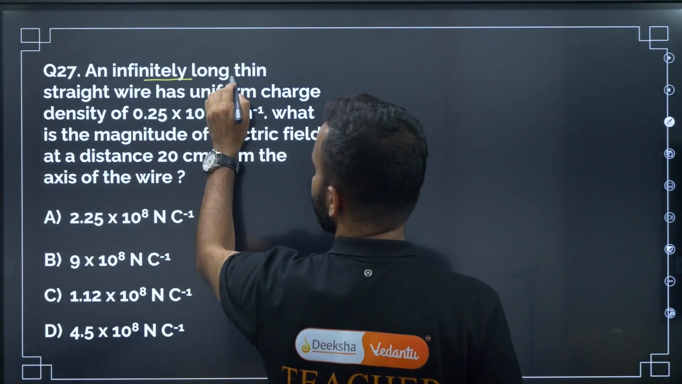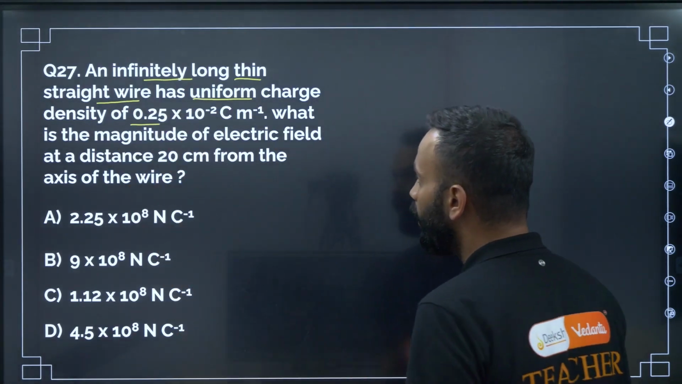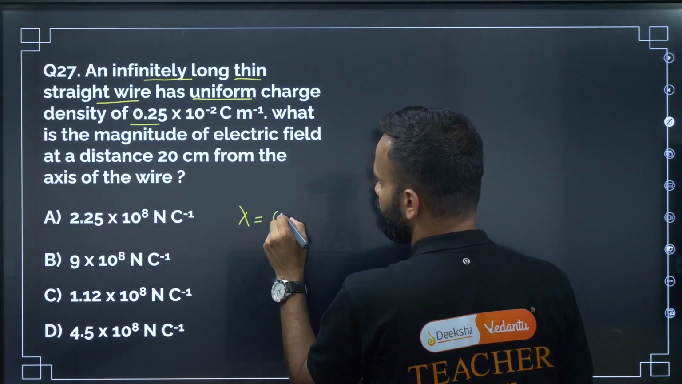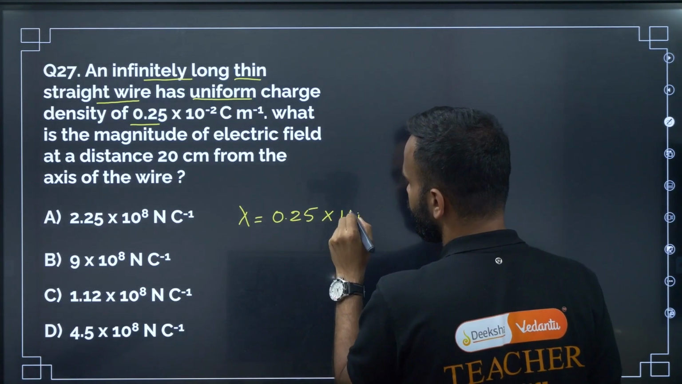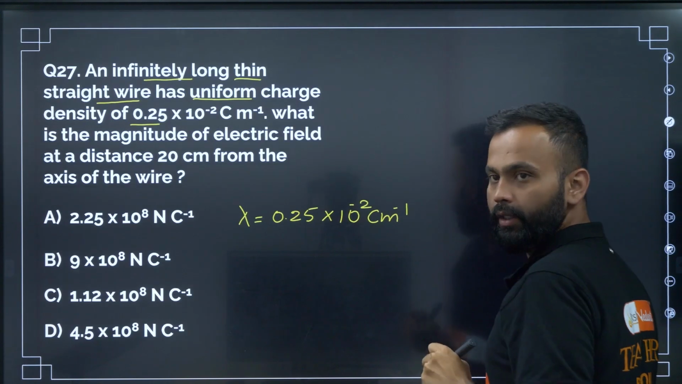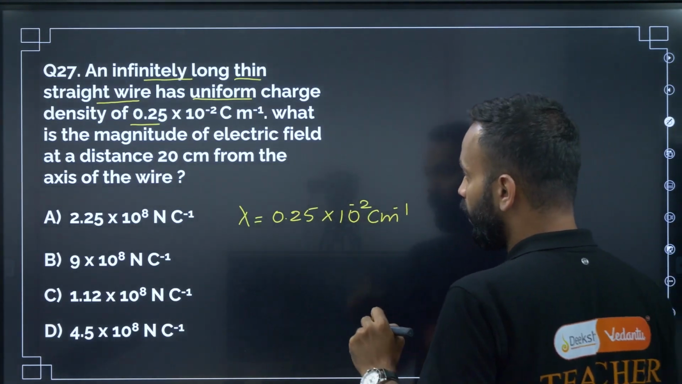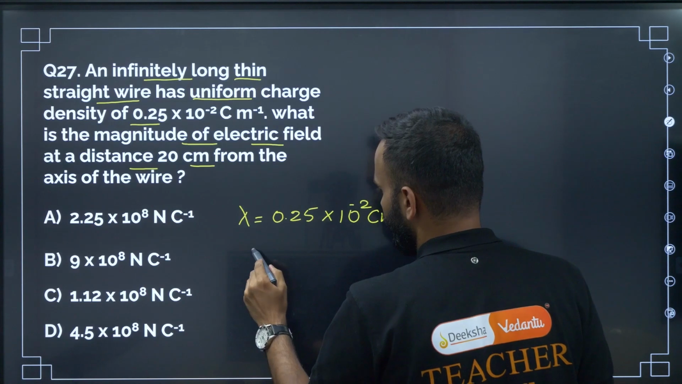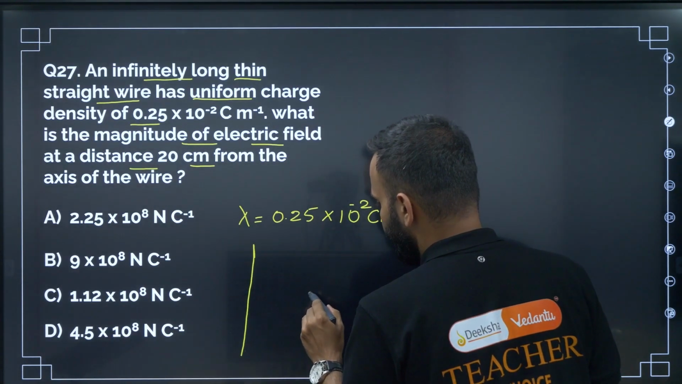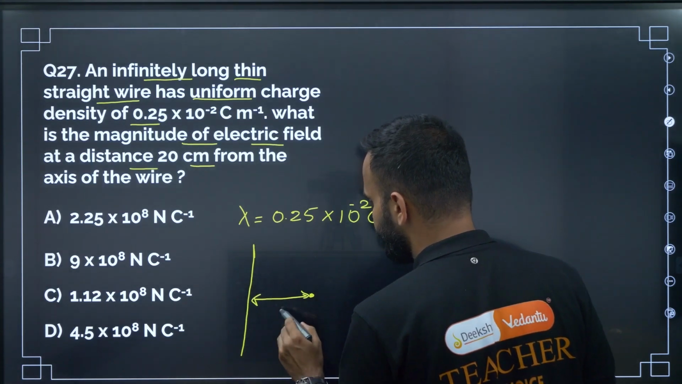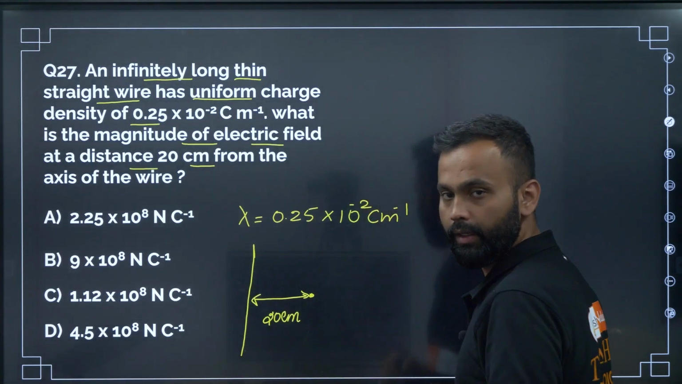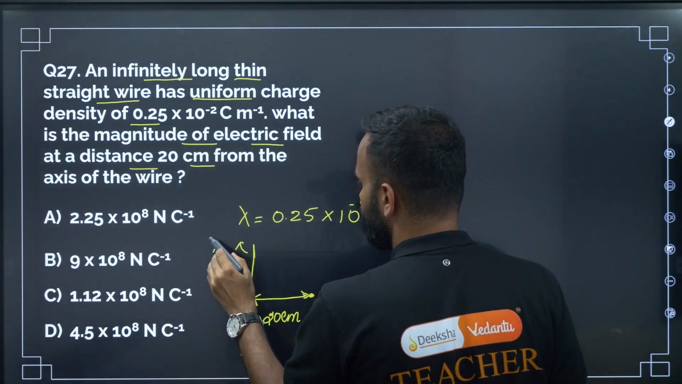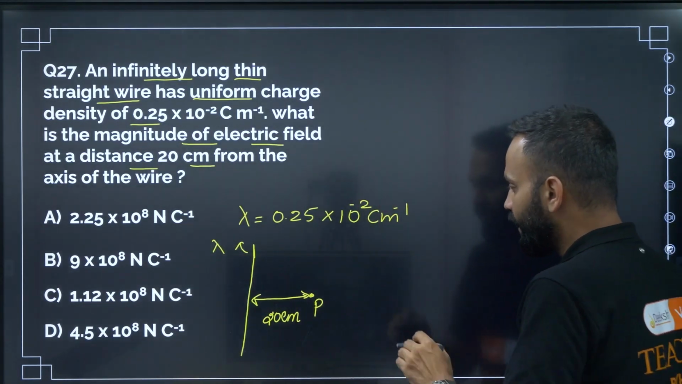An infinitely long, thin straight wire has uniform charge density of 0.25 into 10 to the power minus 2 coulomb per meter. So the value of lambda is 0.25 into 10 to the power minus 2 coulomb per meter. This is linear charge density. What is the magnitude of electric field at a distance 20 centimeter from the axis of the wire? This is the wire, and this is the point P where we need to find the electric field, 20 centimeter away. Here this is a uniformly charged wire, right? So what is the electric field at point P?